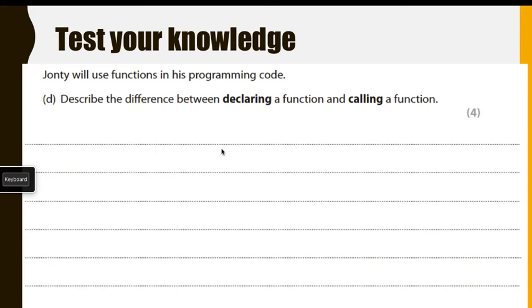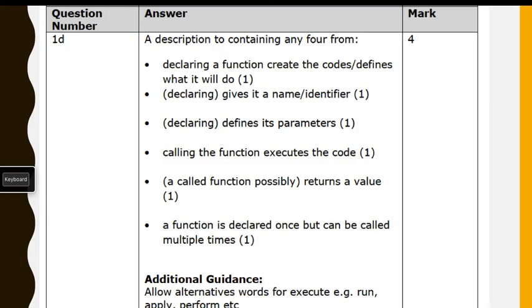I would review the answer just now for time purposes. So, declaring a function creates the code, or defines what it will do. That will be 1 mark, very straightforward. And then declaring also gives it a name or an identifier.